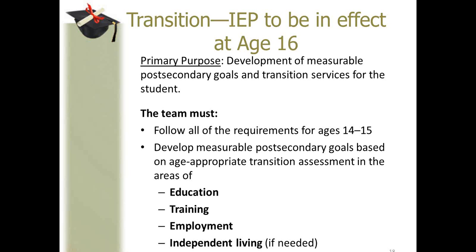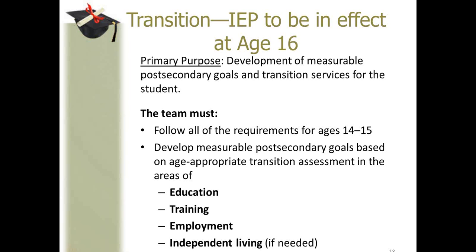The team will continue to follow all of the requirements for ages 14 and 15, and they will develop measurable post-secondary goals based on age-appropriate transition assessment in the areas of education, training, employment, and if needed, independent living. IEP teams must consider the student's needs for instruction, or the provision of information, regarding self-determination. One of the reasons for this is for students to actively participate in identifying their measurable post-secondary goals.